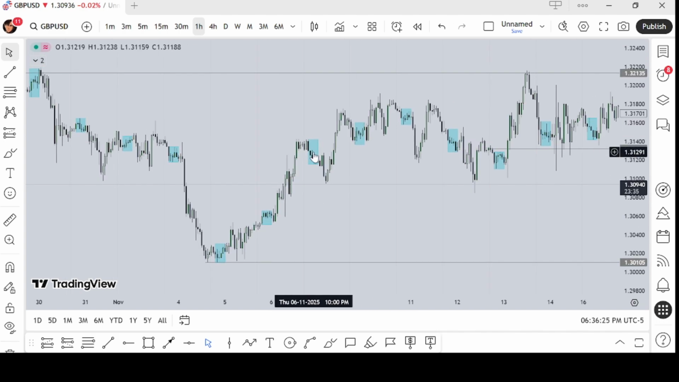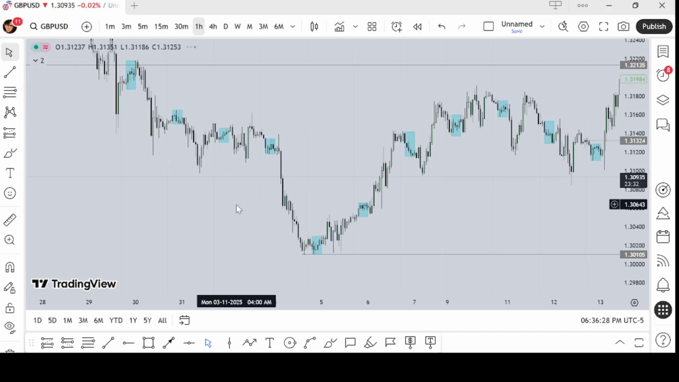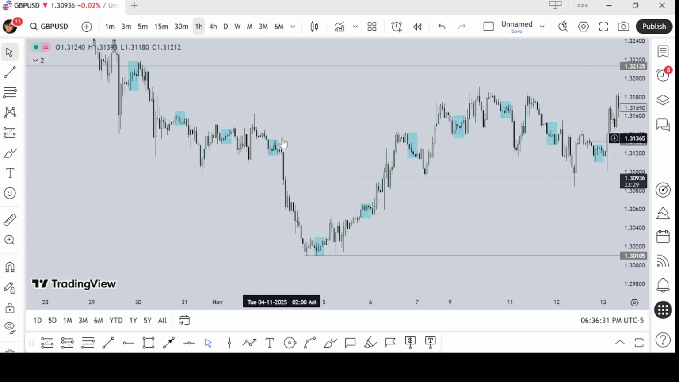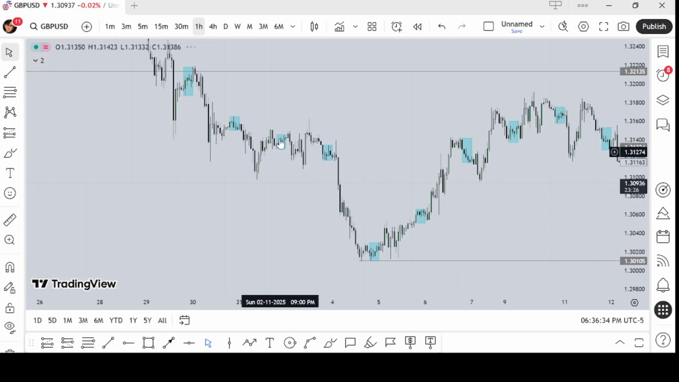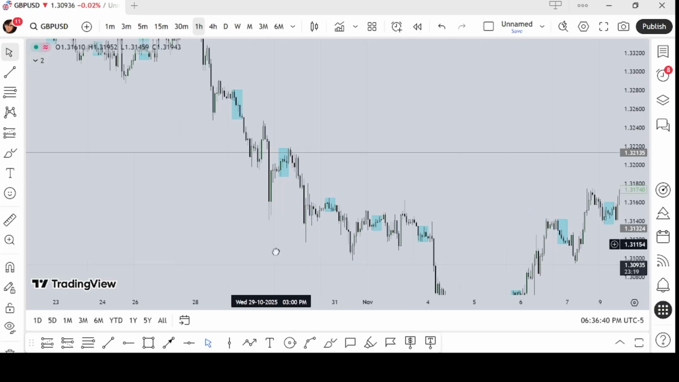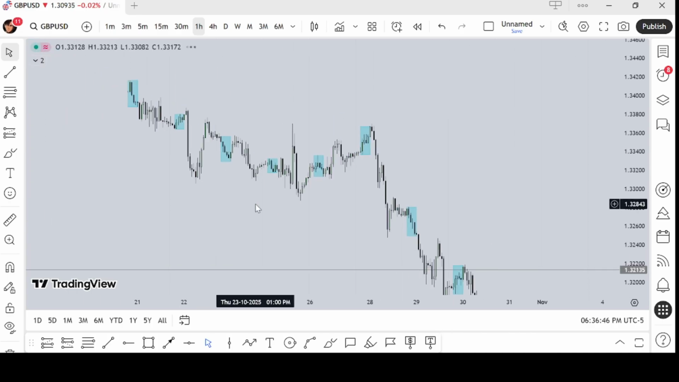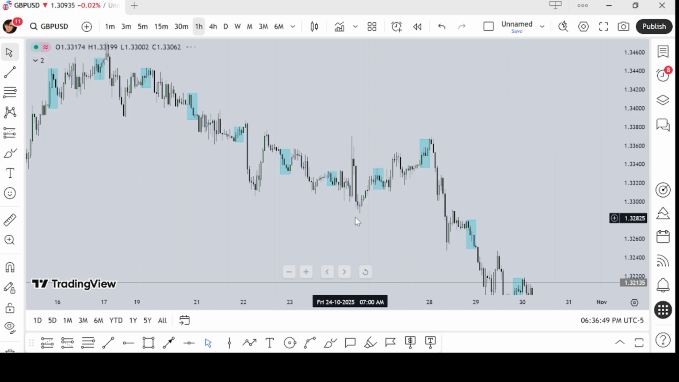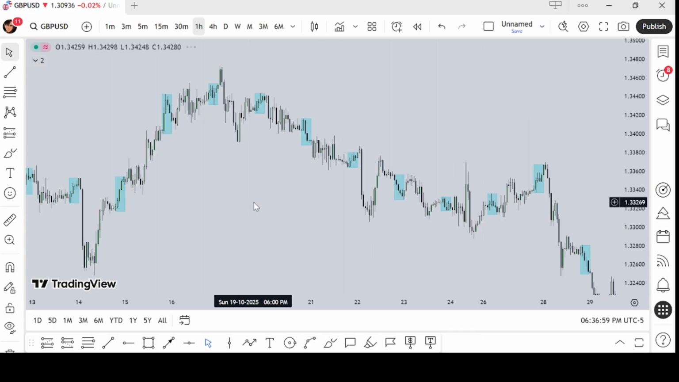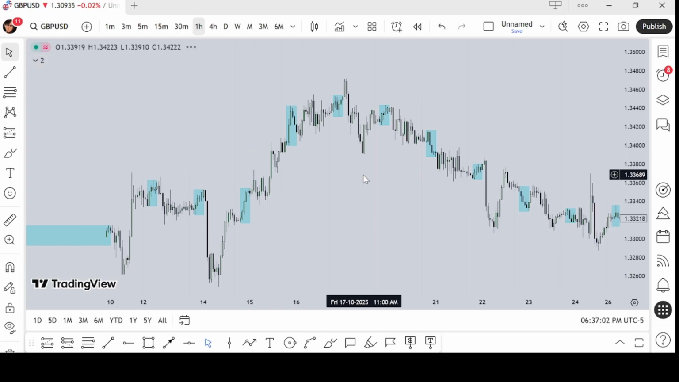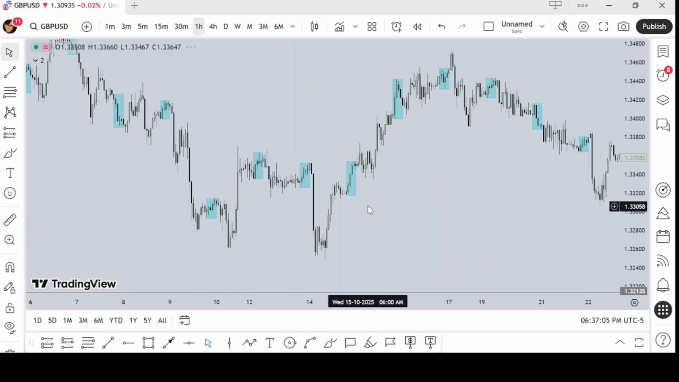Look at this one as well: accumulation, manipulation, distribution. I'm just going to be showing you accumulation, manipulation, distribution. This one we had little manipulation, but if you go into your chart and look for this, as a trader your job is to study the price. If you study the price on your own, you see that this repeats every single time: accumulation, manipulation, distribution. I'm showing you from price action itself.